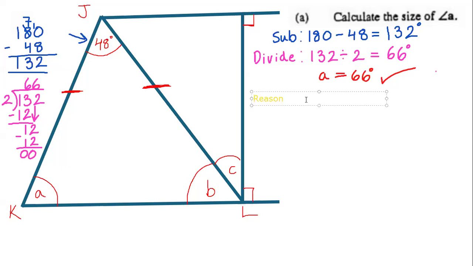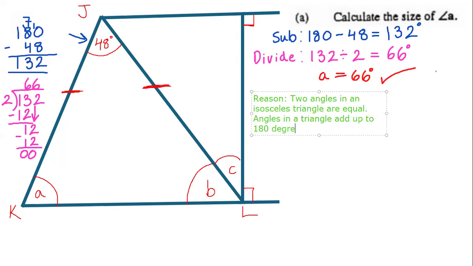Reason: 2 angles in an isosceles triangle are equal. And angles in a triangle add up to 180 degrees.